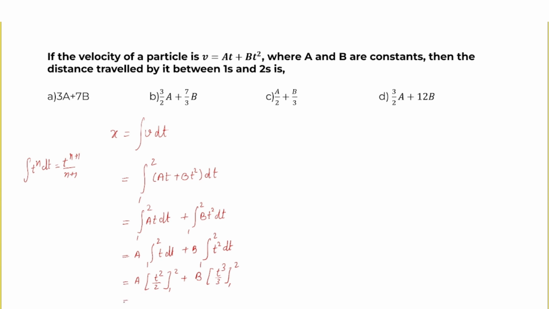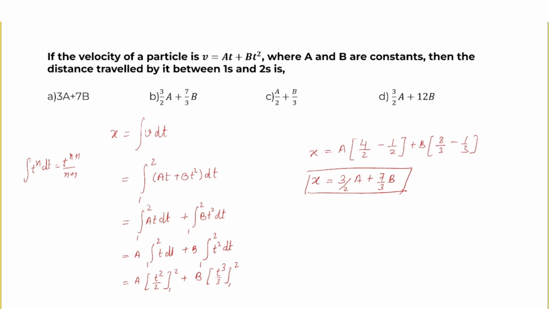This will be equal to a, and when you put the upper limit, let's see, x will be equal to a, putting the upper limit, 2 square, 4 by 2 minus 1 square, 1 by 2, plus b into 2 cube, which is 8 by 3, minus 1 by 3. Now 4 minus 1, 3 by 2, a plus 7 by 3, b. That will be our displacement, or distance, of this function while going from 1 to 2 seconds. Option B is correct.